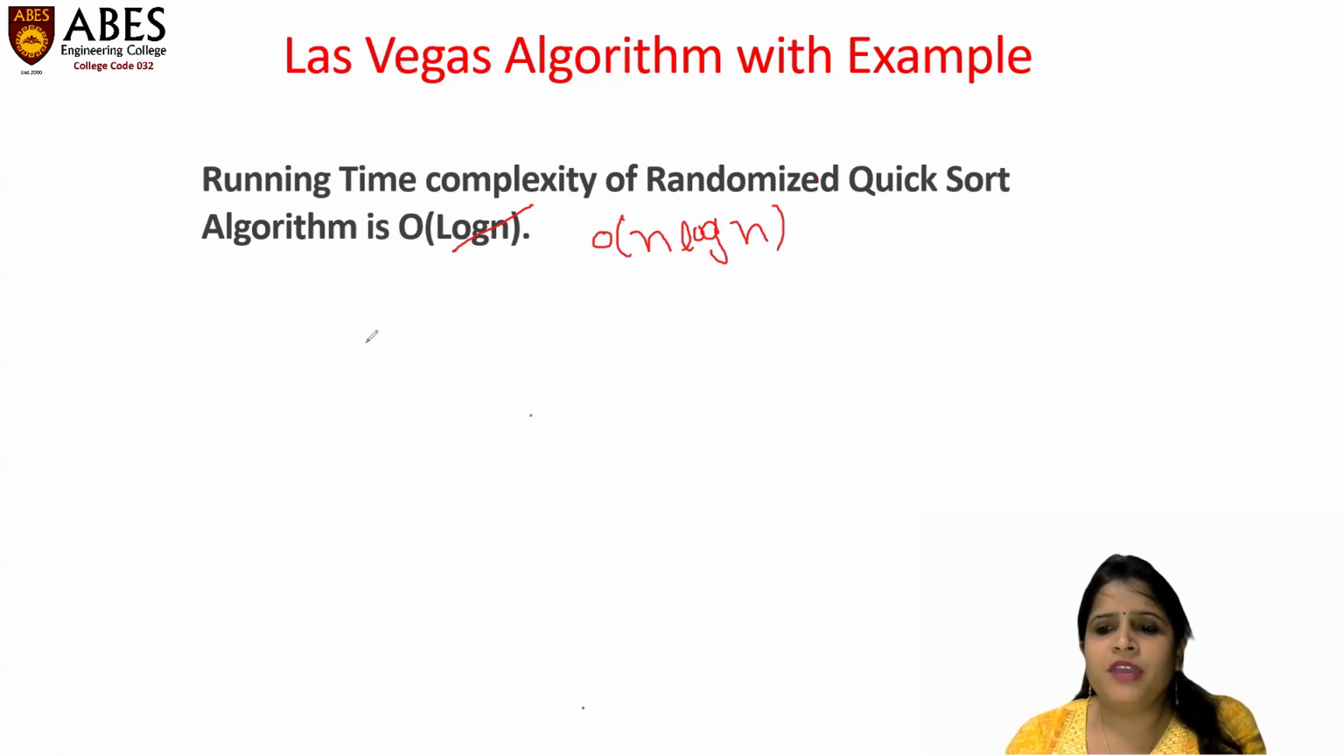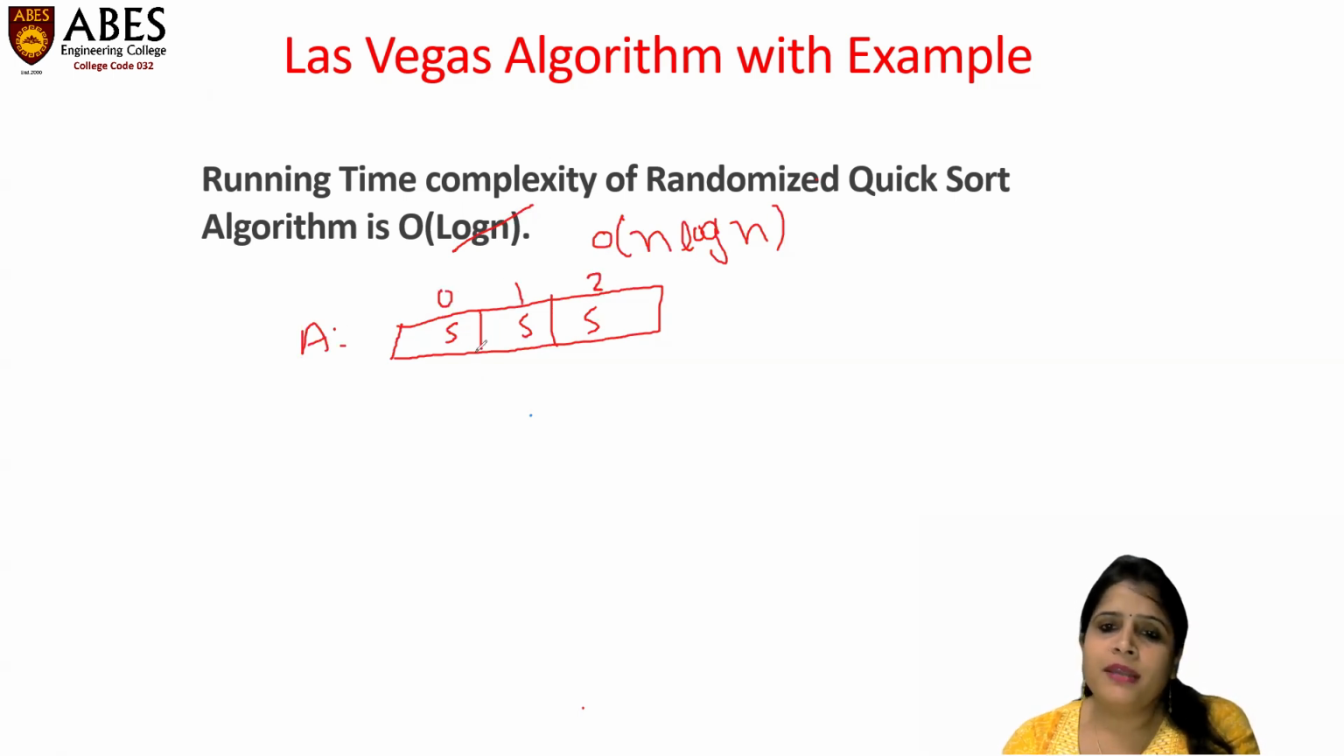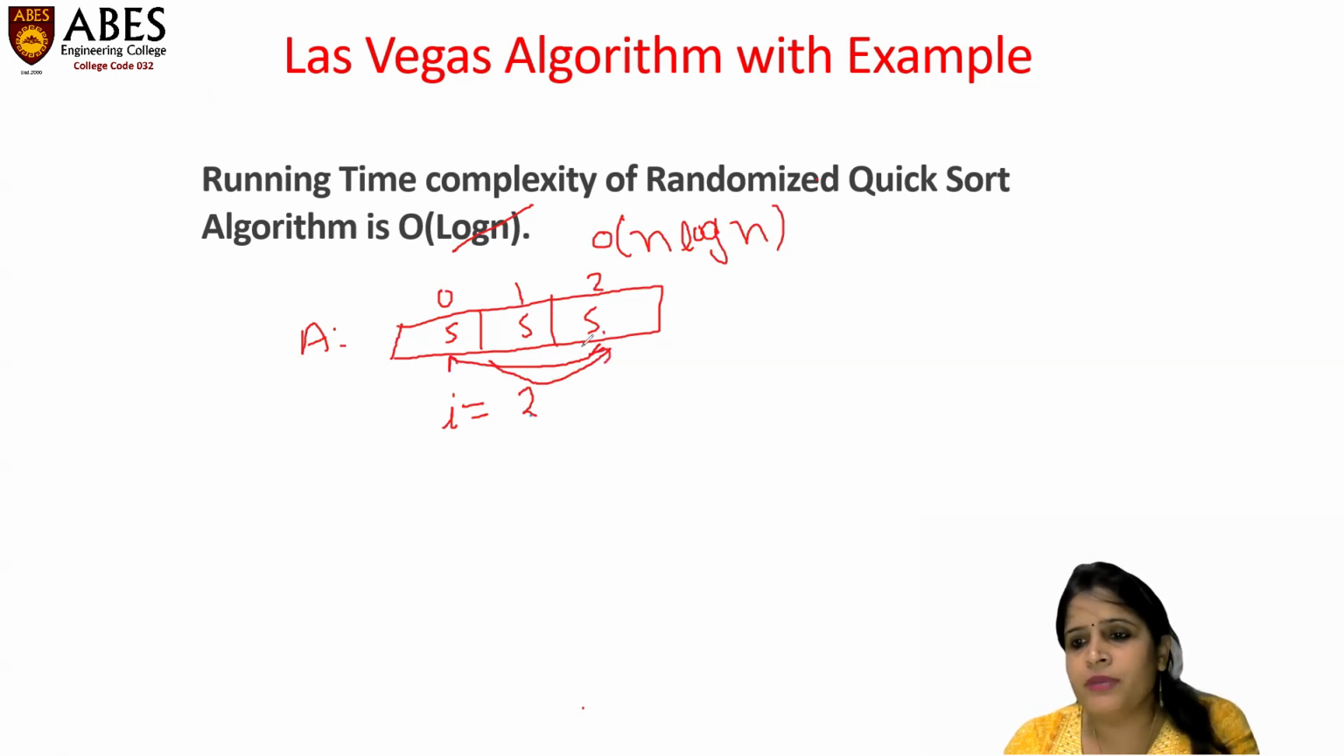But here we have one issue. If the elements in an array are all the same, like 5, 5, 5. Suppose we have an array of 3 elements at indices 0, 1, 2. If I generate the value of I in a random manner, it will produce, for example, I equals 2. So we just swap this 5 with this 5, right? But there is no change, the output will be the same. If we call the random function again, the array will again be the same.